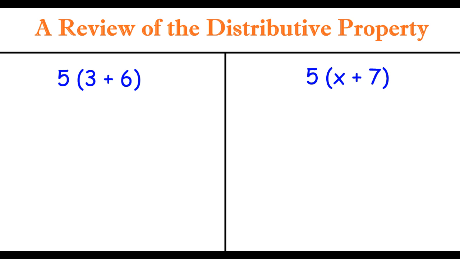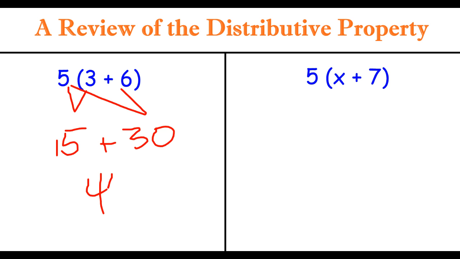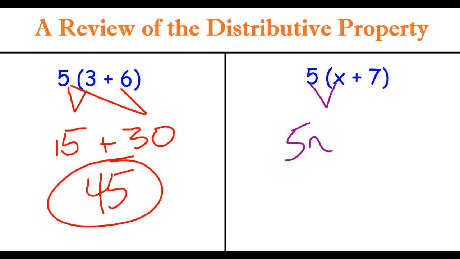So for the first one on the left, we could make 3 plus 6 equal to 9, and 9 times 5 is 45. But instead, if we use the distributive property, 5 times 3 is 15, 5 times 6 is 30, and 15 plus 30 is 45. For the problem on the right, 5 times x is 5x, 5 times 7 is 35, and of course we still have that plus sign in the middle. So we end up with 5x plus 35.